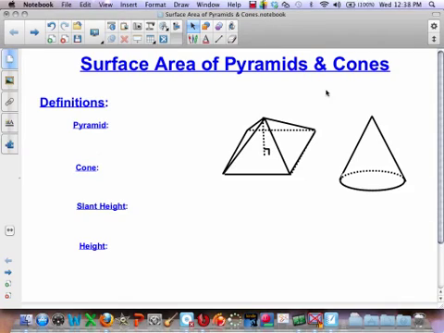All right, so on Monday we talked about the surface area of prisms and cylinders, and today you're going to see we have very similar formulas. It's only going to be slightly different because we're dealing with pyramids and cones.